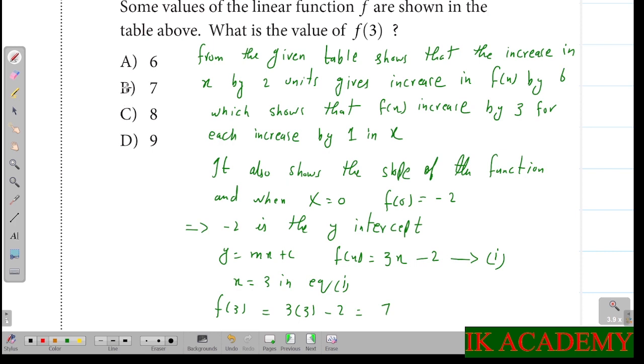When x is equal to 3, the value of the f function will be 7, which is option number B. Let's move to the next question.